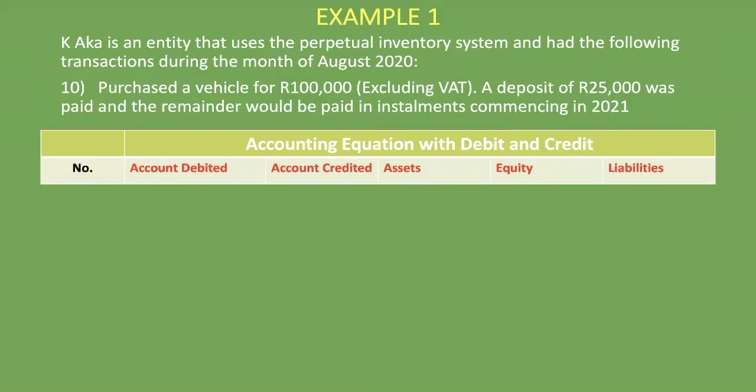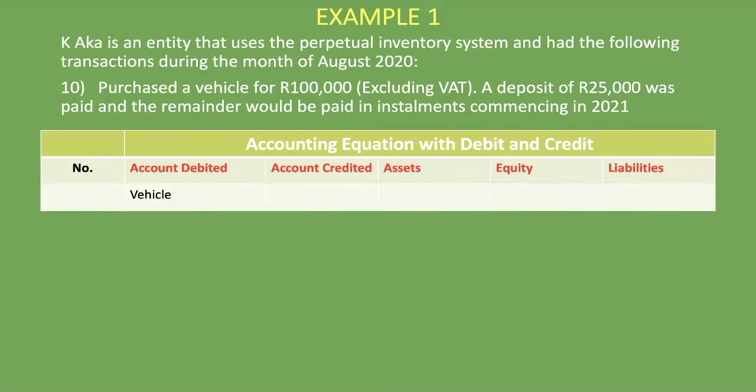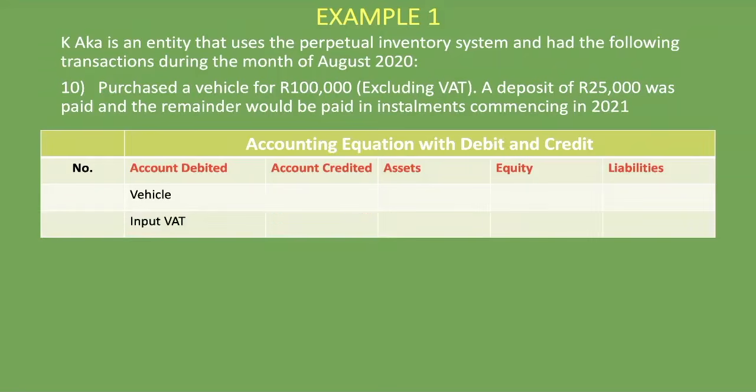We are told that you purchased a vehicle for 100,000 Rand, and we are told that it's excluding VAT. And then a deposit of 25,000 Rand was paid, and the remainder would be paid in installments commencing in 2021. So what is the account that is affected here? Well, the first one there is the vehicle, because vehicle is coming into our business. We are debiting it, and that's why we put it as the account debited. And the second one we have there is input VAT, because whenever we buy a vehicle, we're paying the one who sold us the vehicle including VAT, and we have to go and claim it back from the revenue authority. So it's an asset, so we put input VAT there.